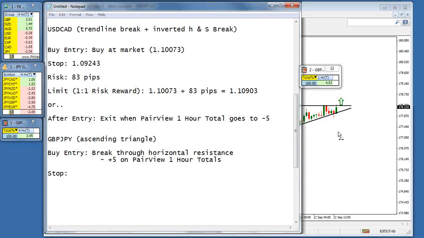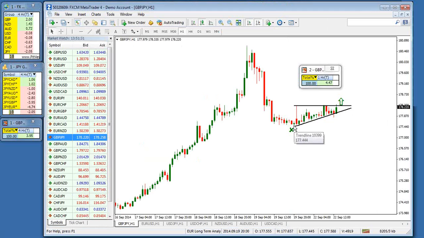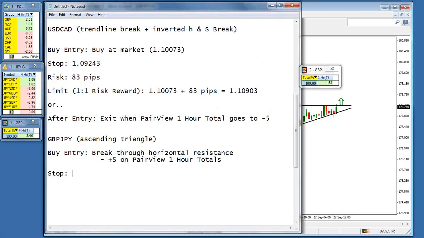Stop. In this case, stop would be put right down in here below this low, 177.435. And limit would be a 1-to-1 risk reward. It would all depend on your entry.